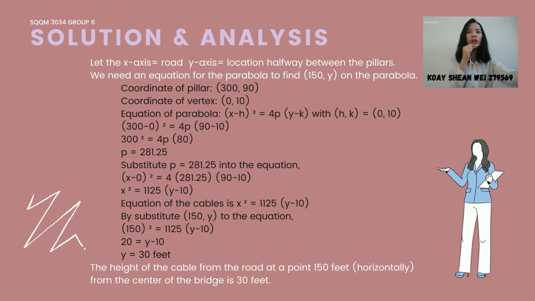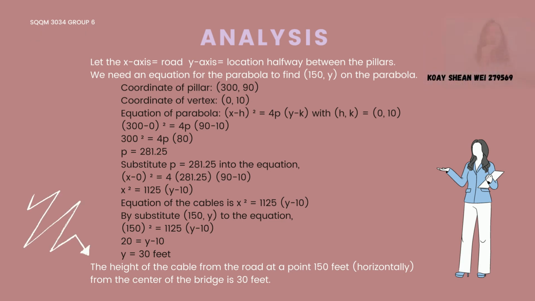After substituting the values, we found that the equation of the cables is x squared equals 1125 times (y minus 10). After substituting the point (150, y) into the equation, we found that y equals 30 feet. In conclusion, the height of the cable from the road at a point 150 feet from the center of the bridge is 30 feet.